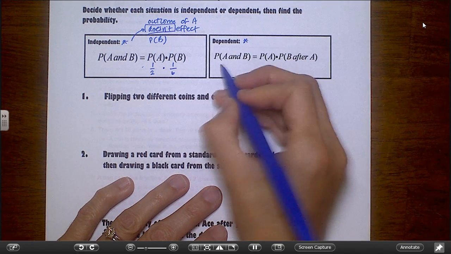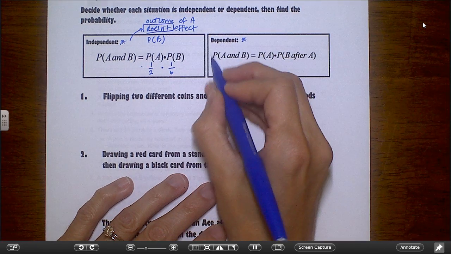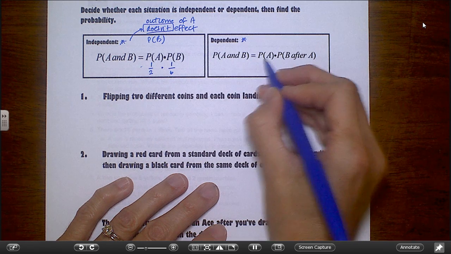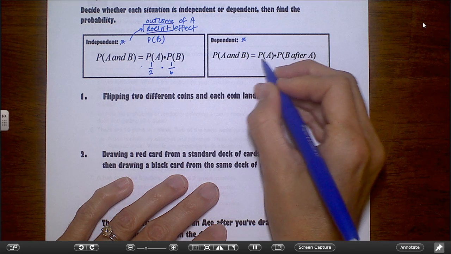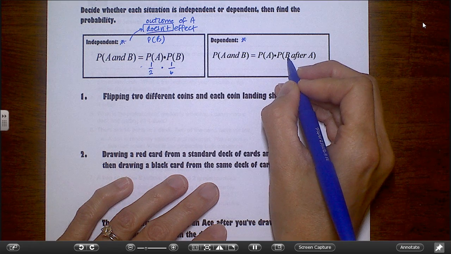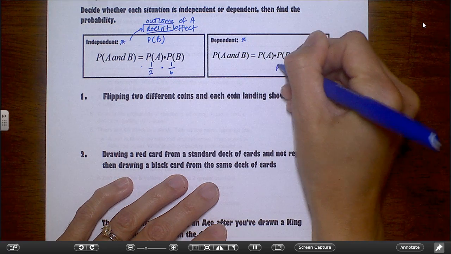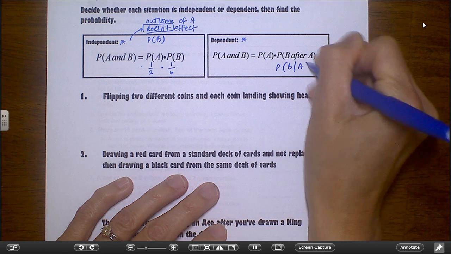And then for dependent events, the probability of A and B, you're still multiplying them, but you multiply the probability of A, so the probability of the first event, times the probability of B after A. Sometimes this is written as B given A.